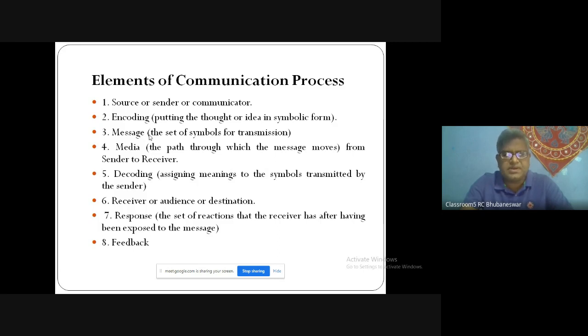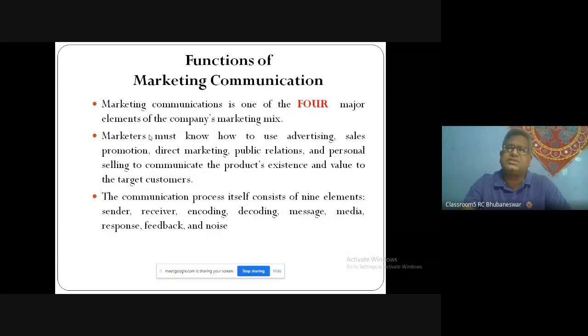Another is the receiver, the audience, the destination, the response, and the feedback system. So in a communication process, the sender is there, the receiver is there, encoding, decoding, message, media, and response and feedback. My dear students, I repeatedly want to focus on this: there are two parties, sender and receiver, the message is encoded and decoded and sent through media, and the response can be received and feedback obtained. So these are the overall concepts of communication.